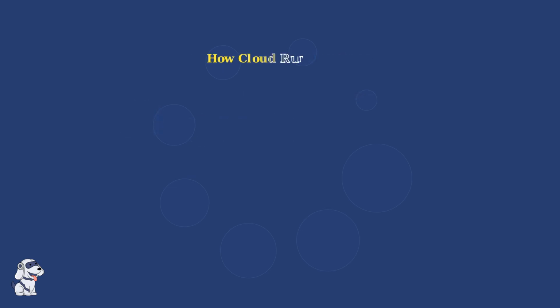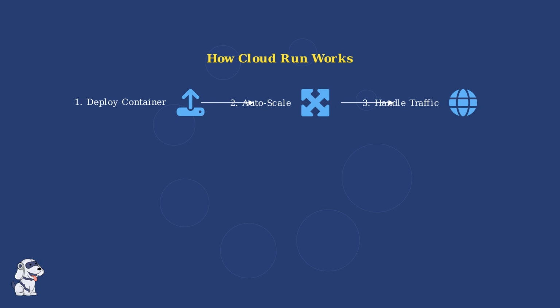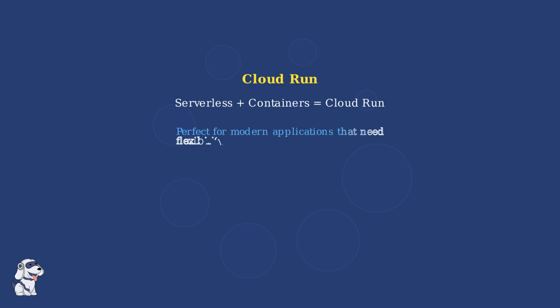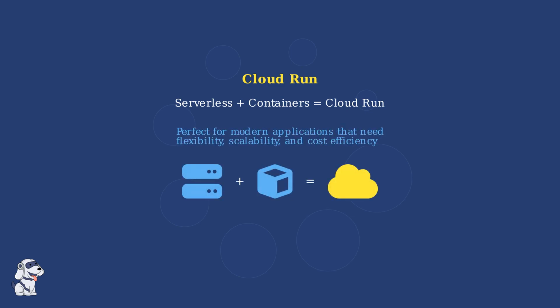Here's how Cloud Run works in practice. You provide a container image, and Cloud Run handles everything else, from scaling to load balancing to security. The key benefits of Cloud Run make it perfect for modern applications. You get automatic scaling from 0 to thousands of instances. You only pay when your code is actually running, and you can deploy in seconds. In summary, Cloud Run is Google Cloud's serverless container platform that eliminates infrastructure management while providing automatic scaling and cost efficiency. It's the bridge between traditional containers and serverless computing.